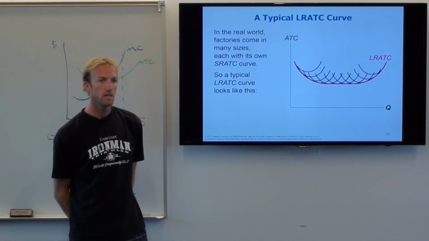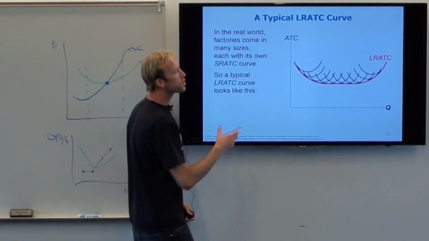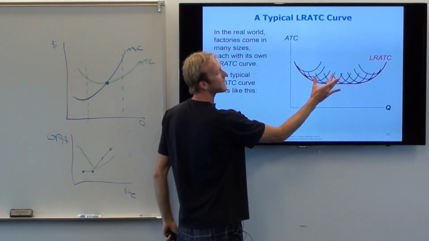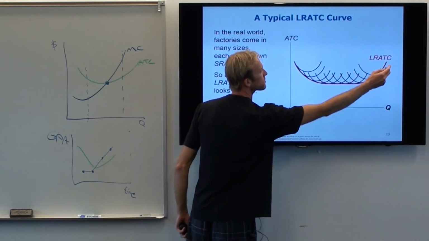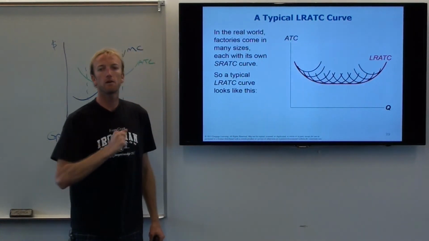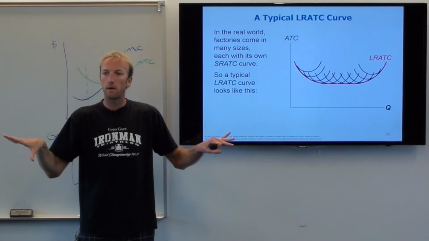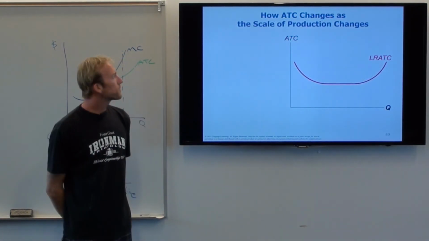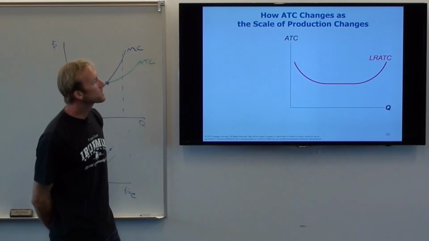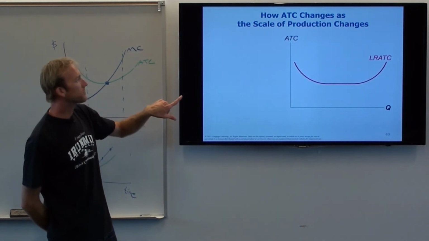Can you see that? So the short run average total cost curves are right here. All of these little ones, and they're really steep. In the long run, though, I can just build any size factory I want, and I can minimize my costs better. So it's going to be much flatter. OK, so let's talk about ATC and the scale of production.